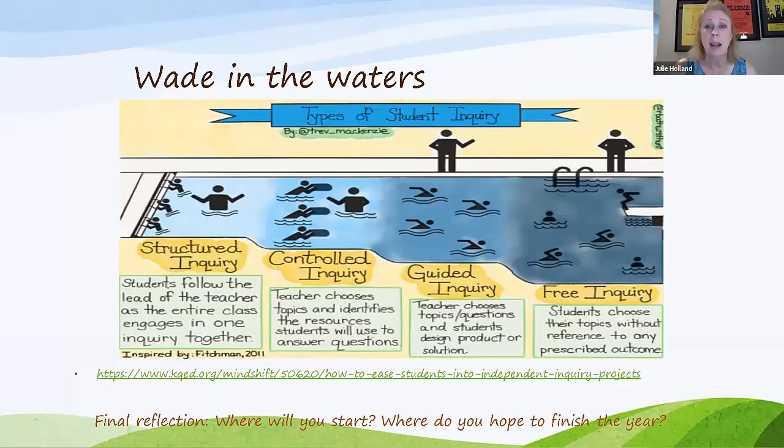We don't want our students in creative struggle for too long. But by the time you get to free inquiry, that's where your students are actually choosing their own topics without reference to any prescribed outcome. That's a big learning curve for us.